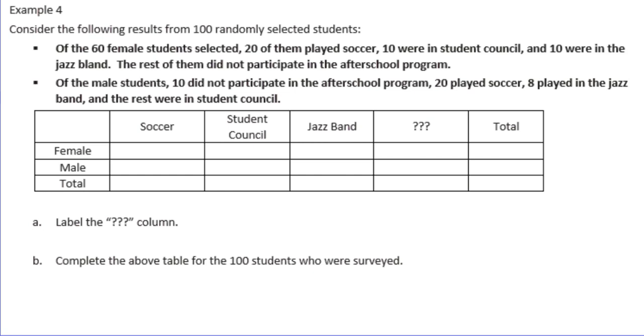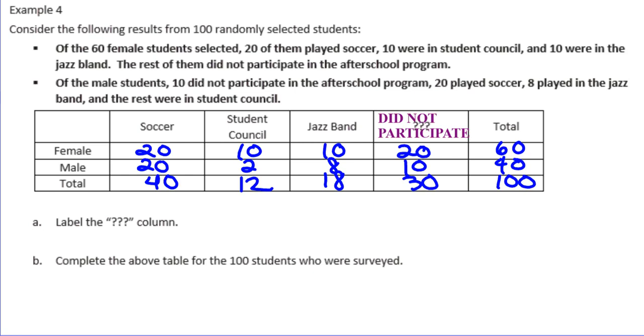All right, the category that's missing is the did not participate. We also know the 100 randomly selected students are going to go here. 60 female students, that's another total. We're going to put that here. So if we've got 100 total, that means there's 40 male students. And then we're just going to fill in the ones that we know and subtract based on the givens to fill in the missing pieces. So this is what our completed table should look like.